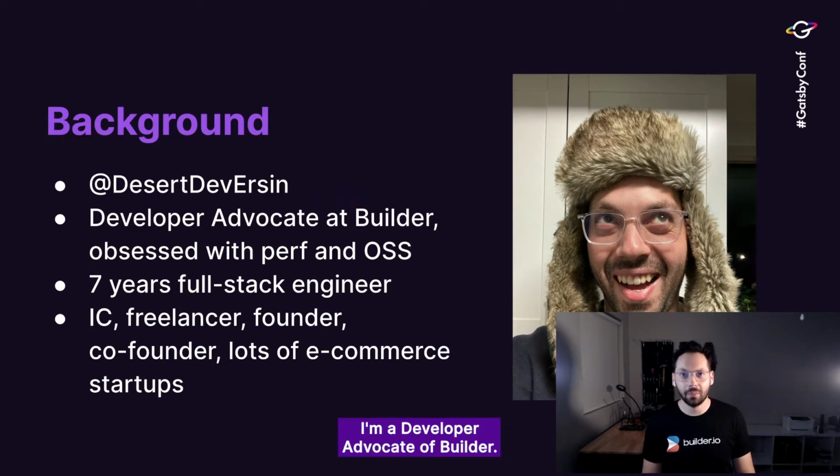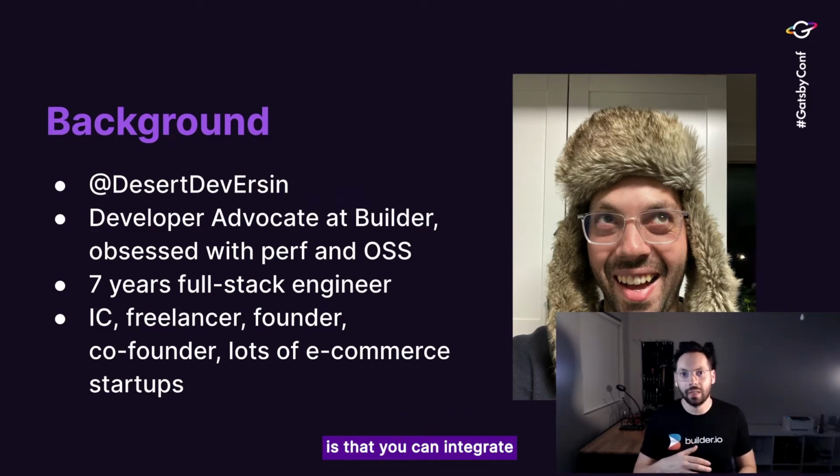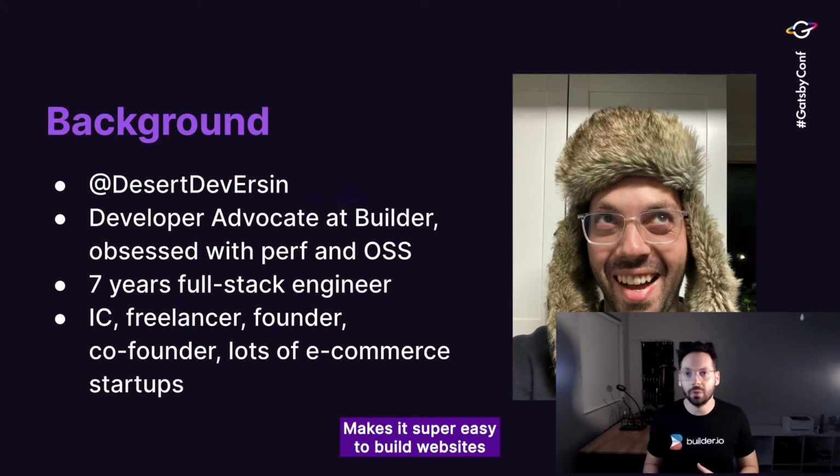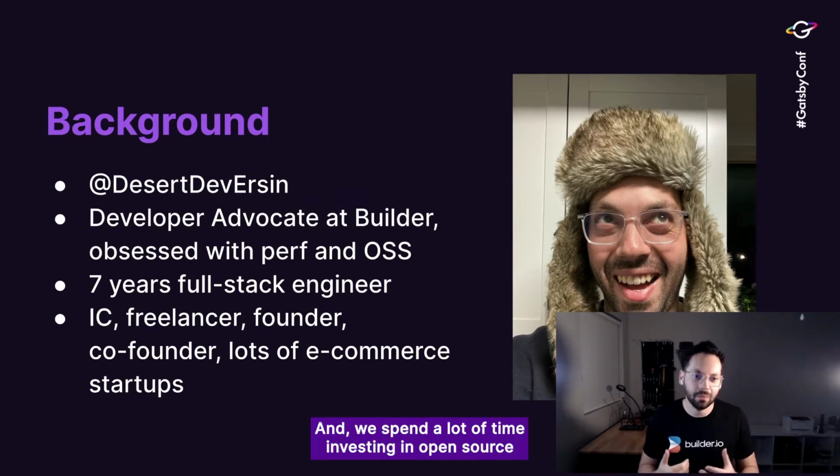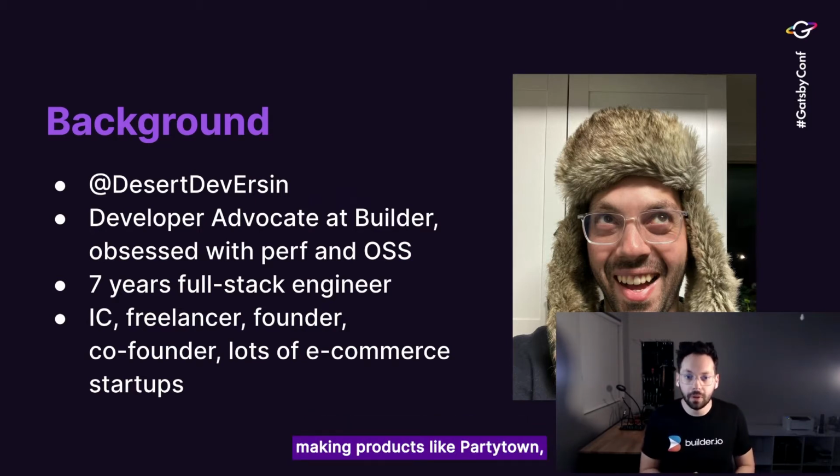I'm a developer advocate at Builder. In case you're not familiar with what we do, we provide a low-code, no-code tool for visually building websites very quickly using our drag-and-drop editor. What sets us apart from a lot of competitors is that you can integrate any custom React component you want from any third-party library or anything that you've written. It makes it super easy to build websites, whether you're a technical or non-technical member on your team, without any kind of restrictions. And we spend a lot of time investing in open source, making products like Partytown, which I'm about to talk about.